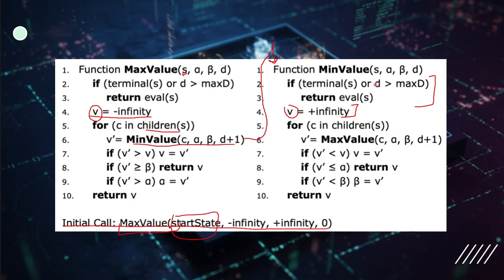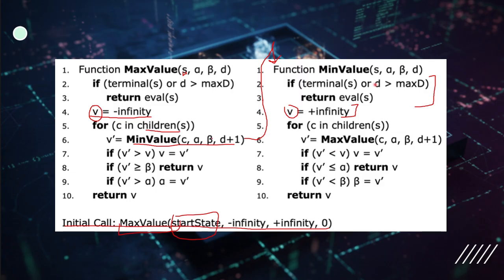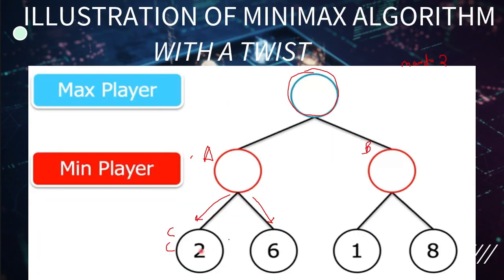For C in children X, V equals max value C alpha beta D plus 1. For now, my child C is this node. Let's label this as C. This would be passed through the max value function. But as S is terminal this time, this statement would come true and it would just return the value of S. So V dash would become 2 here for the first time.